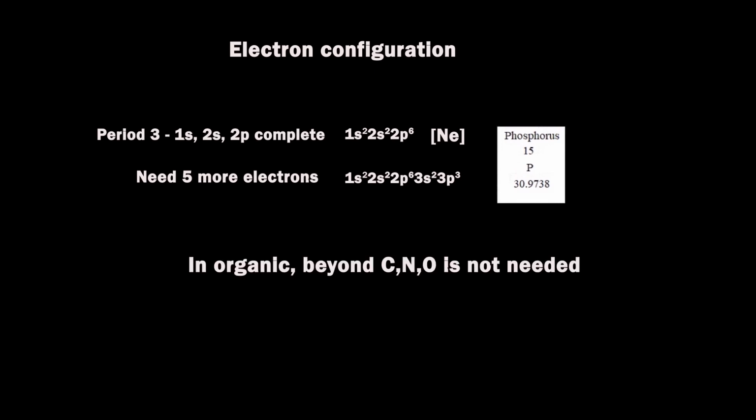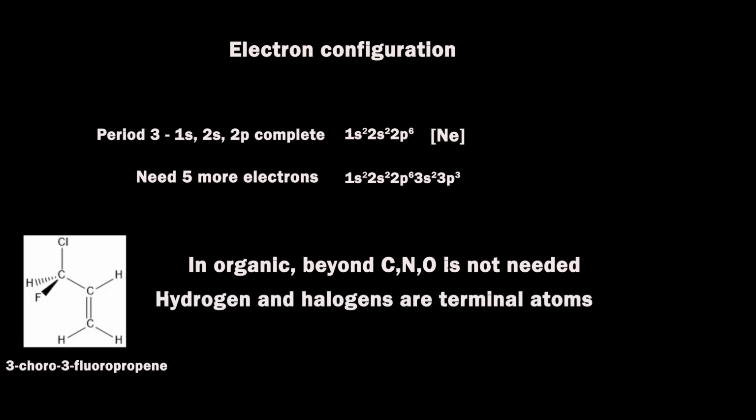In organic chemistry, the main focus are the carbon, nitrogen, oxygen atoms, with hydrogen and the halogens serving as terminal atoms. It is very rare to go beyond these elements to determine the electron configuration. In fact, we don't, and we only need to know the number of valence electrons, which is more important to know.